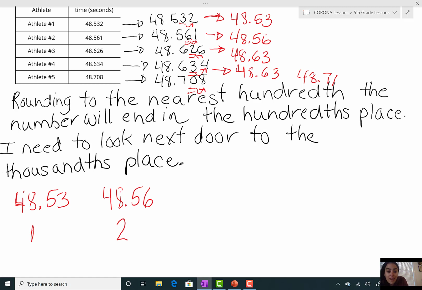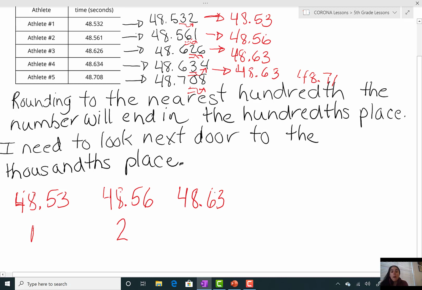Now athlete 3 and 4, they actually tied, because you don't really record your times in a swimming race to the nearest thousandth, with a time of 48 and 63 hundredths. They came in third and fourth. And then fifth place was 48 and 71 hundredths.